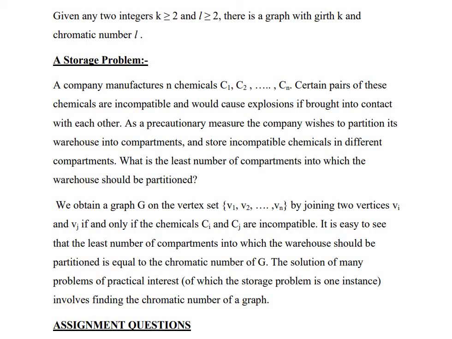Next is about one of the applications of the topic, that is a storage problem. A company manufactures n chemicals c1, c2, etc., cn. Certain pairs of these chemicals are incompatible and would cause explosions if brought into contact with each other. As a precautionary measure, the company wishes to partition its warehouse into compartments and store incompatible chemicals in different compartments. What is the least number of compartments into which the warehouse should be partitioned?